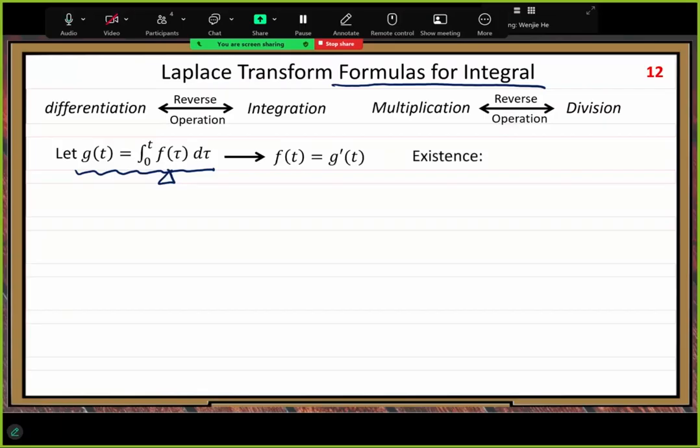How do you know the Laplace transform of the g function exists? So the existence: first we assume the Laplace transform of the f function exists. So we have that condition. Then we look at the existence of the g function.